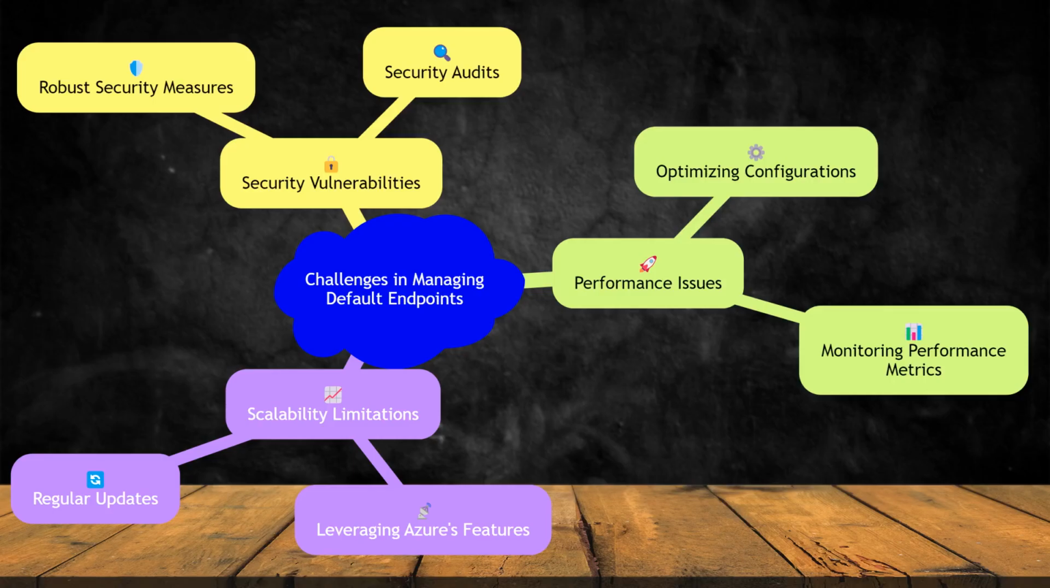Organizations may encounter various challenges when configuring and managing default endpoints, such as security vulnerabilities, performance issues, and scalability limitations. Addressing these challenges involves implementing robust security measures, optimizing endpoint configurations, and leveraging Azure's scalability features. Regularly reviewing and updating endpoint settings, monitoring performance metrics, and conducting security audits can help mitigate these challenges and ensure the smooth operation of AI services.